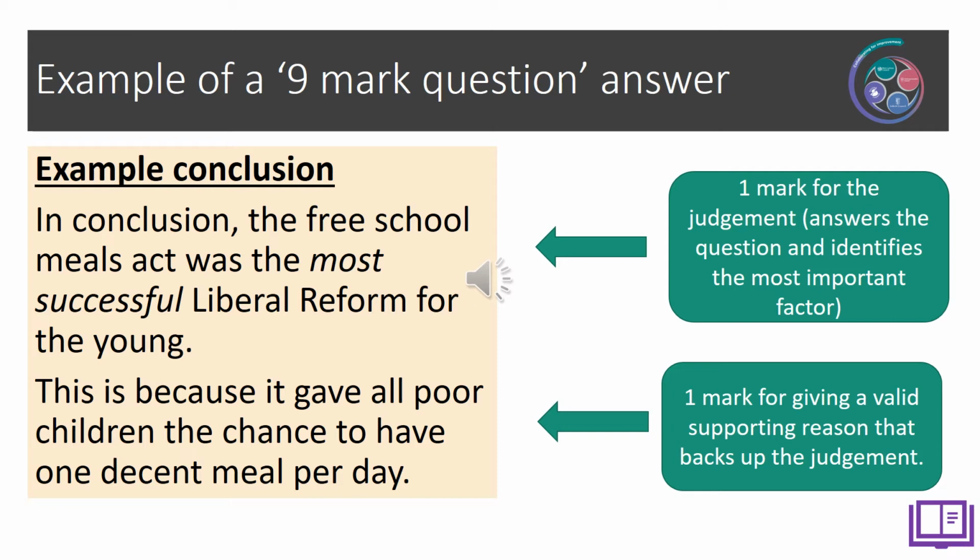This is a really important part of an isolated factor 9-mark question. In your conclusion, you have to identify what is the most important, and that's what this example does. The second sentence is given 1 mark for giving evidence that backs up that judgment. Now this is where it's really important to make sure that whatever evidence that you're giving in your answer links clearly to your question and your judgment. If in doubt, make sure that you proofread your work to make sure it makes sense.